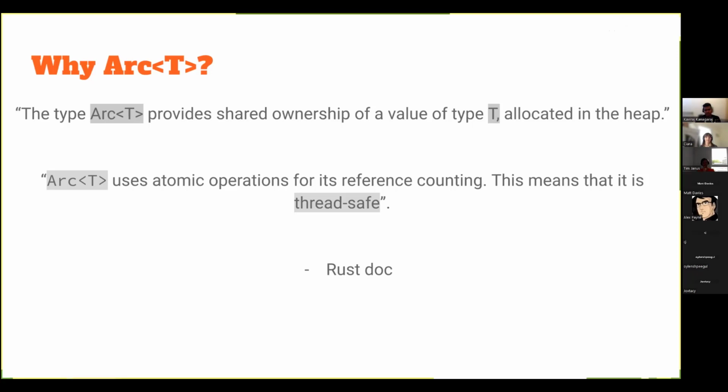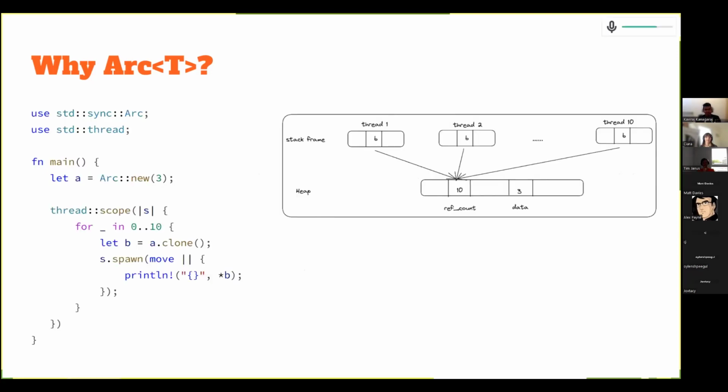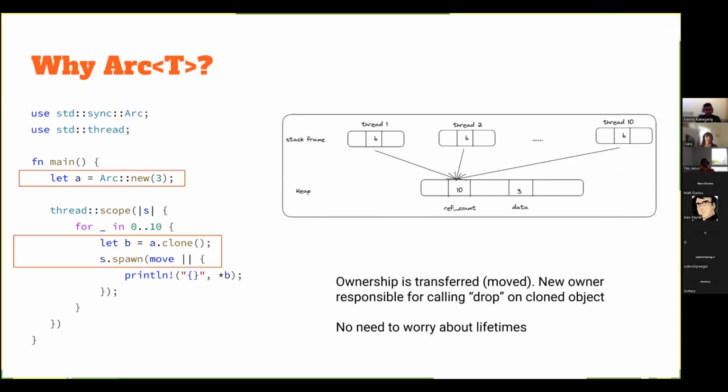So in practice, this is how it looks. You can have some data living in a heap, in this case just data 3, and you can share the data among multiple threads and have access to it. So that's what we're doing here. You create something on the heap via ARC, and then you create a clone of it and send it to different threads.